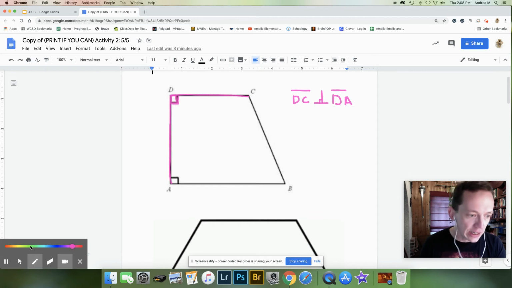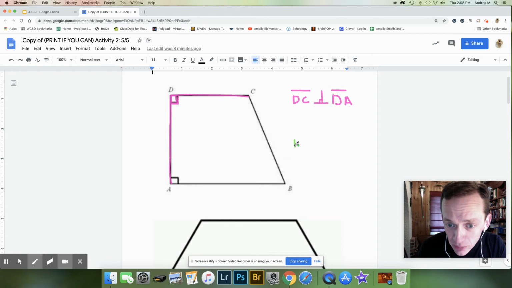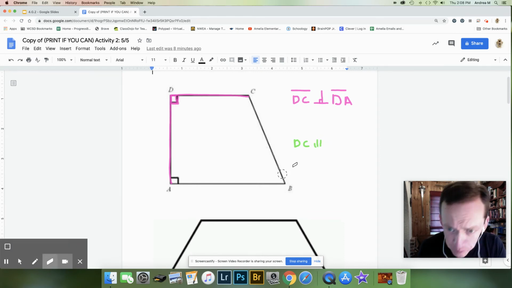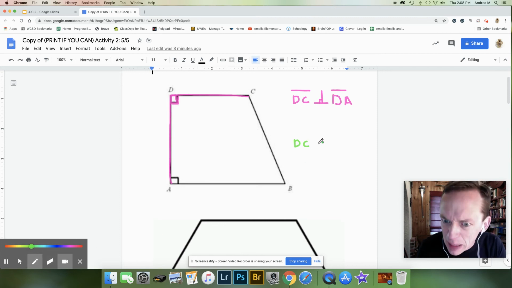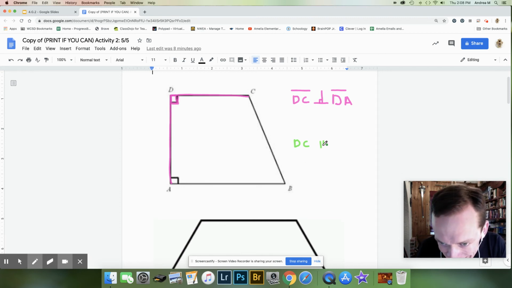On the other hand, I'm going to change colors here. This is where geometry can get kind of neat, and it can also get a little crazy, because you can look at the same shape so many different ways. If I said DC, and this is just bringing back what we talked about yesterday, DC is parallel. I'm drawing those little parallel marks there, right here, line segment DC.